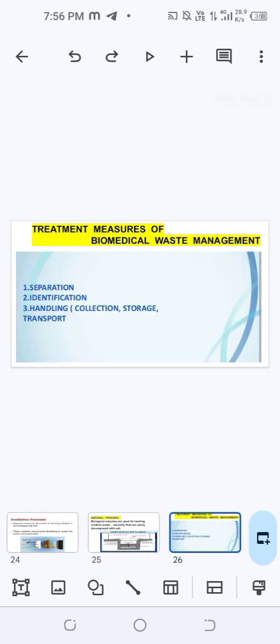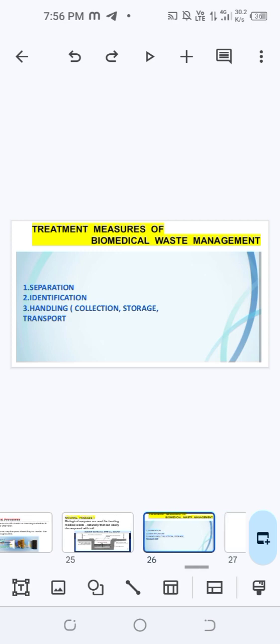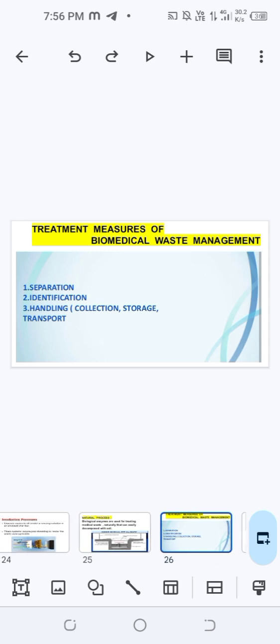Now coming to the main treatment part, the treatment measures of biomedical waste management. Mainly three techniques can be used. One is the separation of the waste, then identification of the waste, and thirdly handling the waste, which includes the collection process, storage and transport process. Let me discuss all these things one by one.